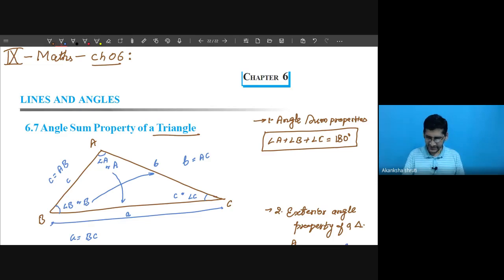Say if ABC is a triangle, then at vertex A the angle formed is denoted by angle A or simply A. At vertex B the angle B, at vertex C the angle C, then angle A plus angle B plus angle C is 180 degrees. This is the first property called angle sum property. Okay, this is very important. This we will learn today.